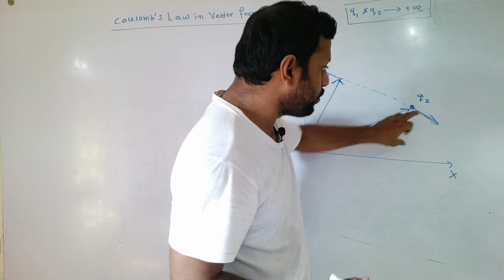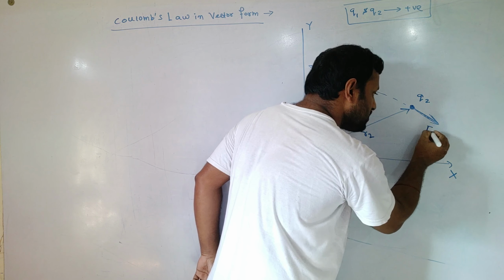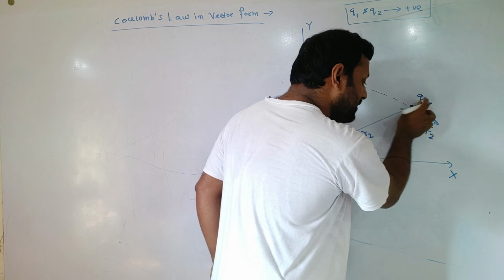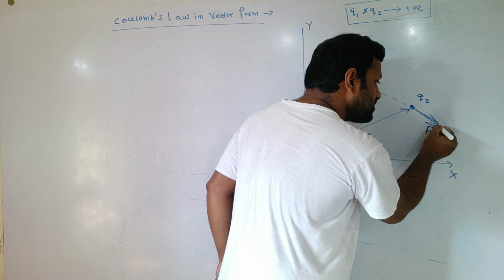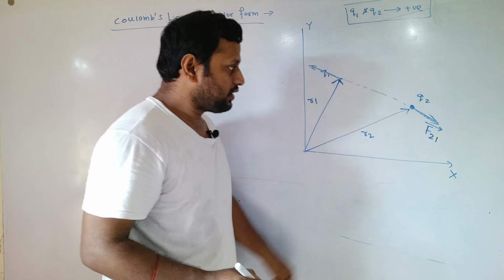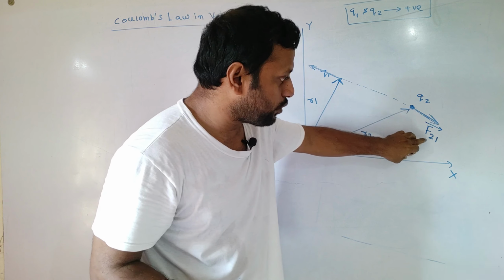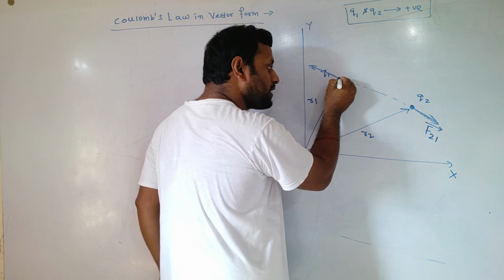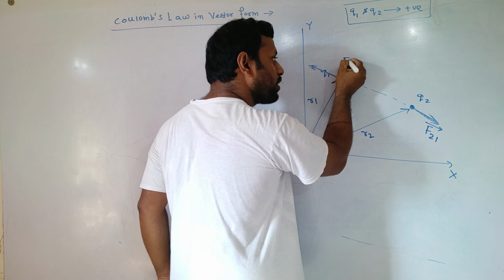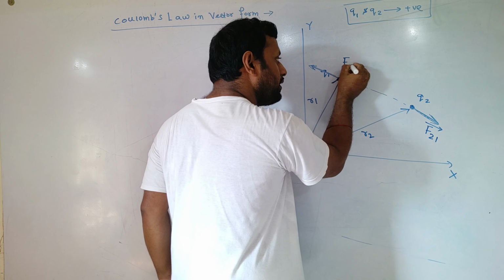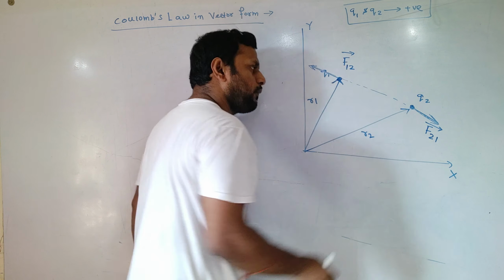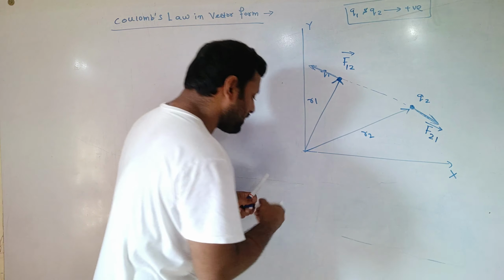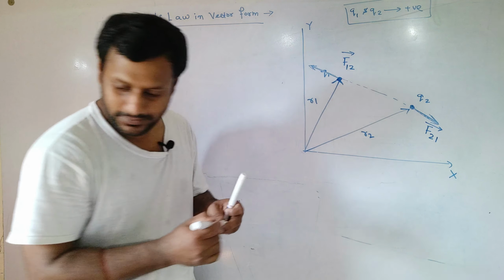The force at 2 due to 1 is a vector quantity. So here the force we call F21. In the same manner, here at location 1, the force at 1 due to 2 is F12. This is the force. In the black color I am trying to represent the direction, sorry.